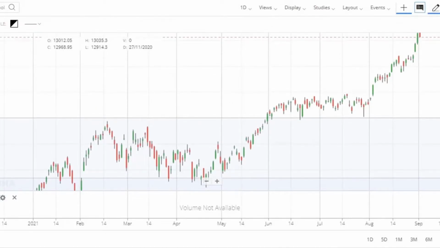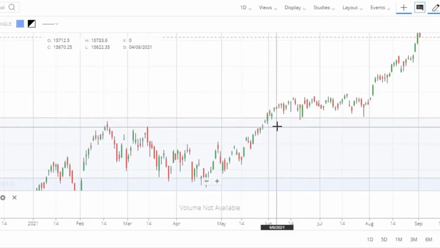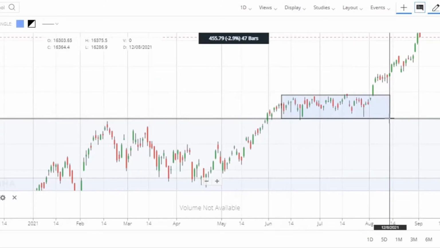The biggest downside is it only works in trending stocks or trending assets. It does not work in sideways markets. So you have to understand what is a sideways market. Let me give you a graphical example. This is a sideways market.